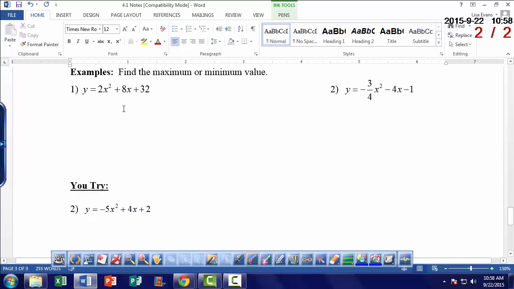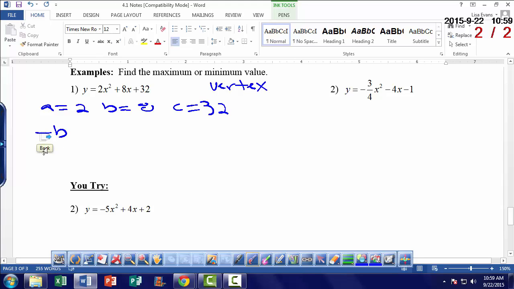Okay, welcome back. We're going to find the minimum or maximum value. What am I asking you to do when I say find the minimum or maximum value? I'm asking you to find the vertex. So we want to make sure these are written in standard form. We want to identify our A, our B, and our C. And we're going to go ahead and just practice finding the vertex.